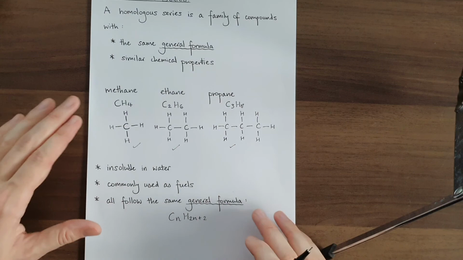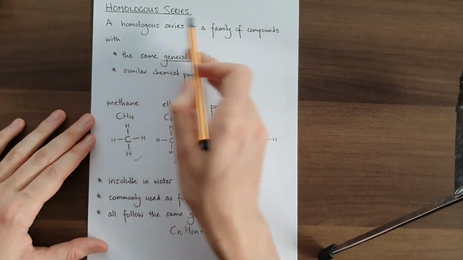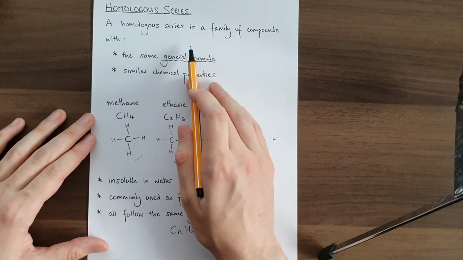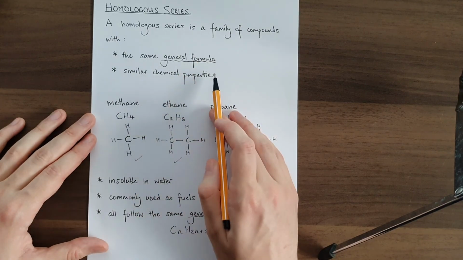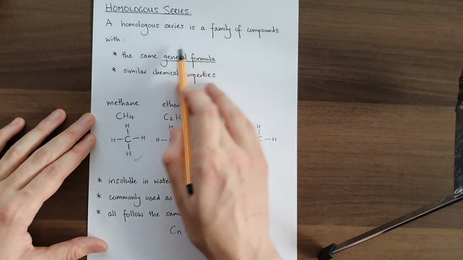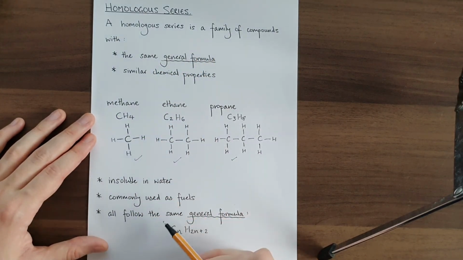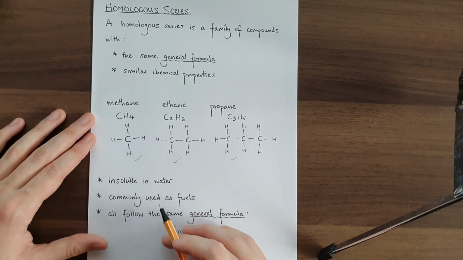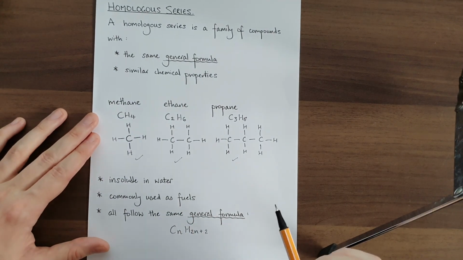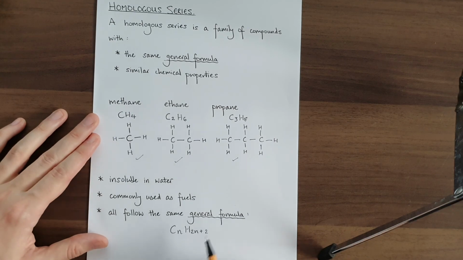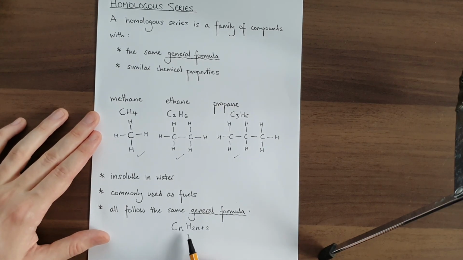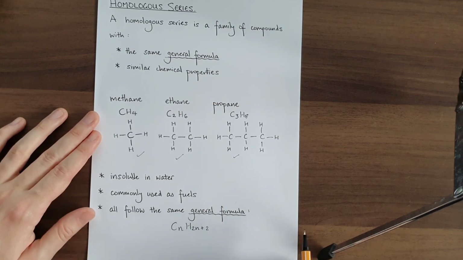But for just now, what do we need to know? Well, a homologous series is a family of compounds that have similar chemical properties and follow this general formula. They may have other properties that they share, physical properties, chemical properties, but the main thing at National 5 that we are interested in looking at is identifying these compounds as being part of the same series by identifying their general formula.